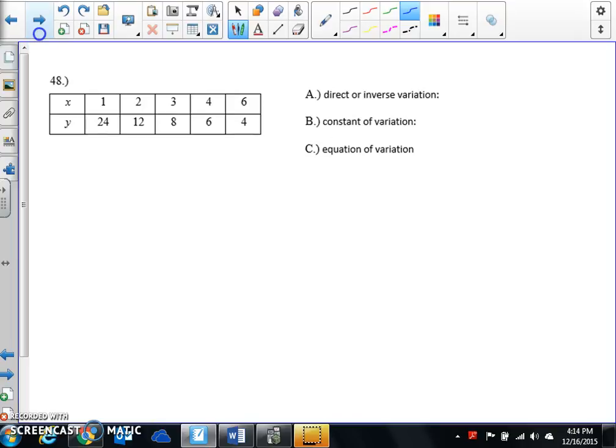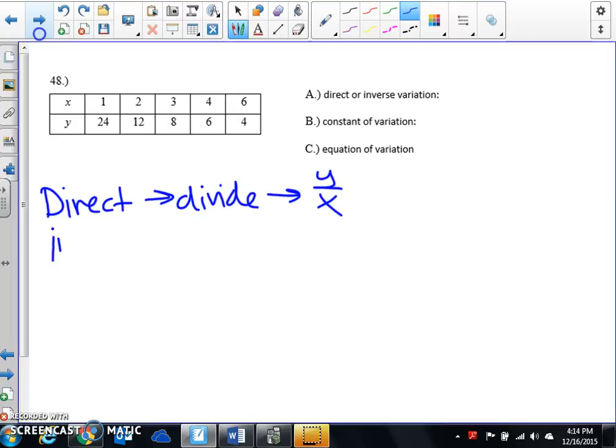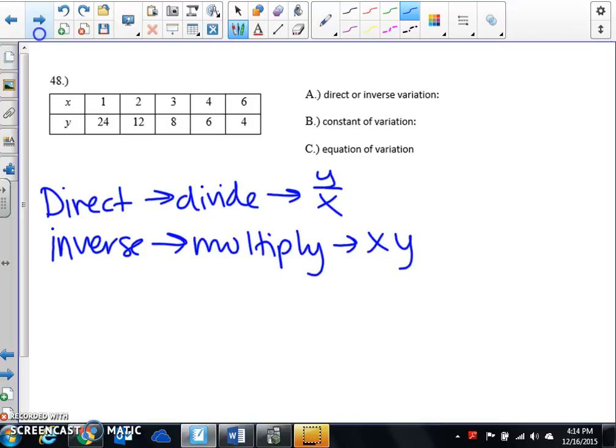All right, so it's the same thing. Direct, we divide, and that's y over x. Inverse, we multiply, and that's x times y. So I start by multiplying.